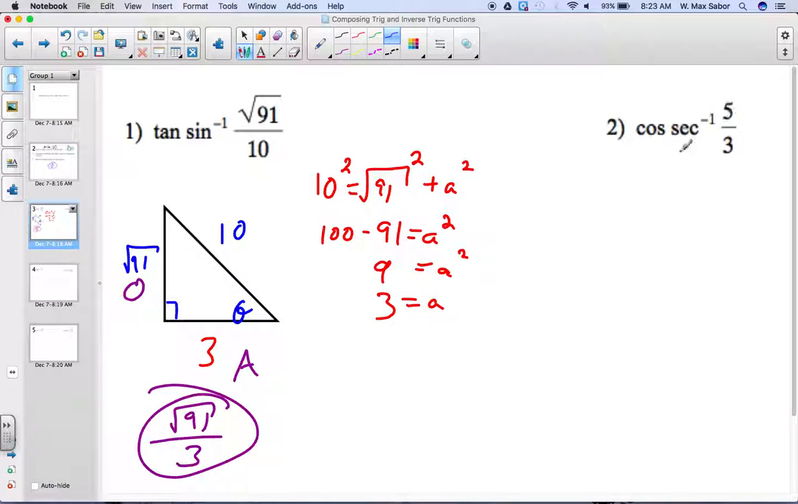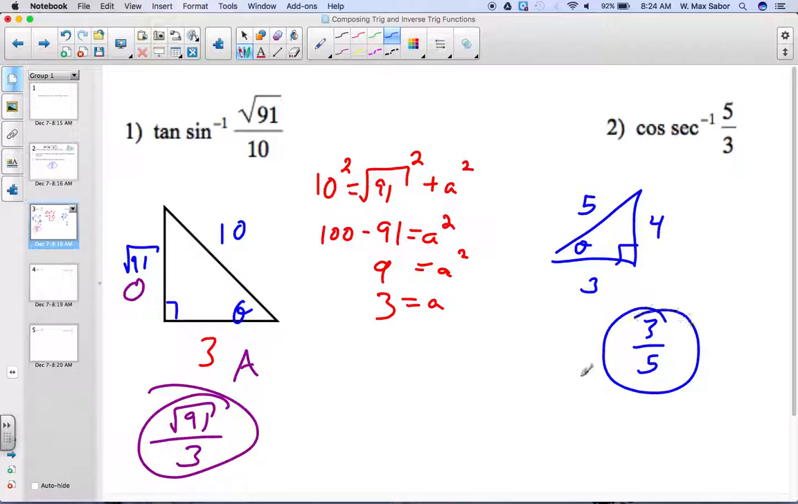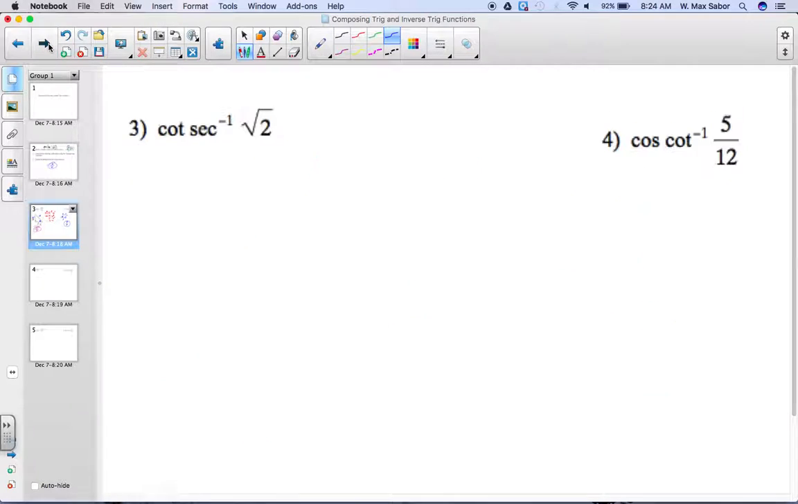Next, we're going to use this one, draw the triangle. I didn't draw the fancy triangle. Secant, we're going to use the inside triangle. Secant is hypotenuse over adjacent. Pythagorean theorem says 4, and then cosine says 3 over 5. In that particular case, we didn't actually need to do the Pythagorean theorem because cosine and secant are reciprocal functions, but most of the time you'll need to do the Pythagorean theorem.